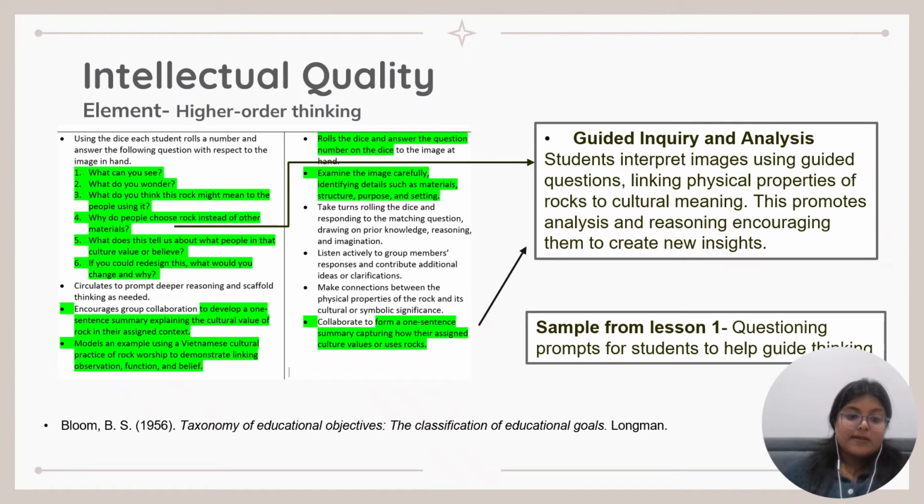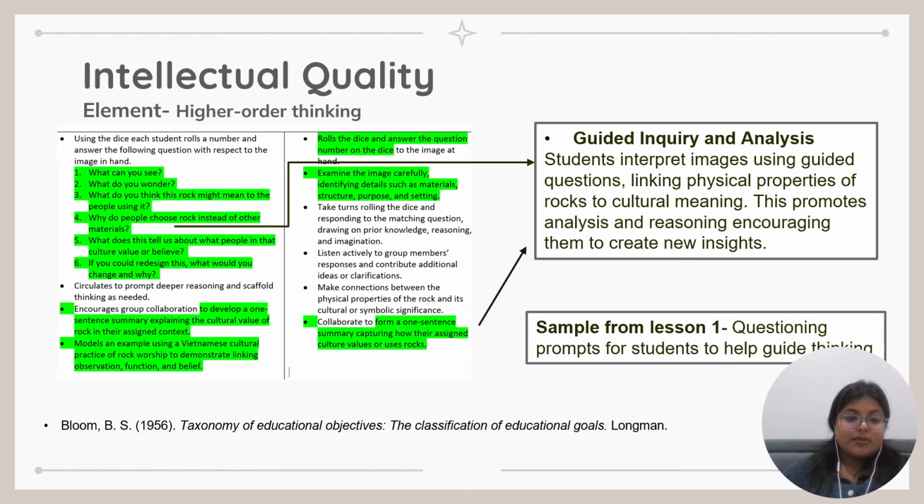In this activity, students were given open-ended questions about their cultural images. These questions encourage students to think beyond surface level observation. They had to analyze, reason, and interpret the image, then work together to write a one-sentence summary that captured the cultural value of the rock in their context. Sometimes scaffolding was required, so in that case, the teacher models how to create a one sentence summary.